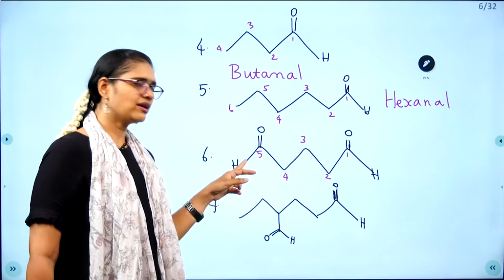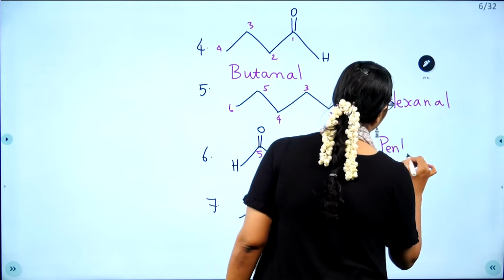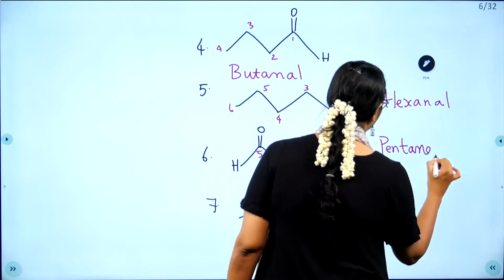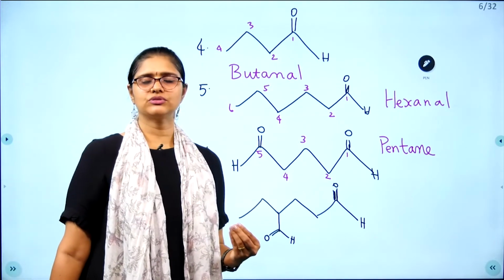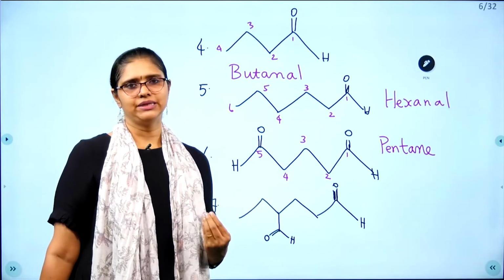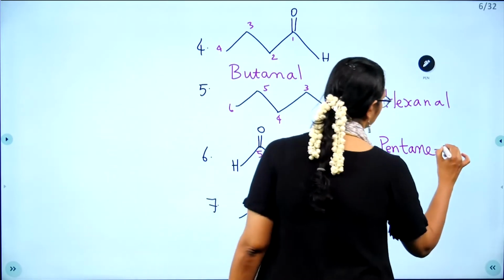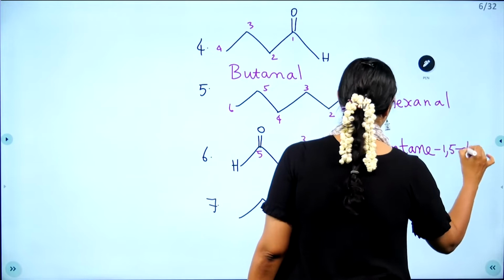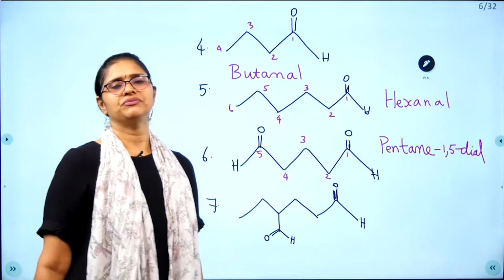So totally how many carbon atoms? 5. So what is the root word? Pent, right? Pentane. You have to retain e because the same functional group appears more than one time. So pentane. Now give the positions: pentane 1,5-dial. Pentane 1,5-dial.